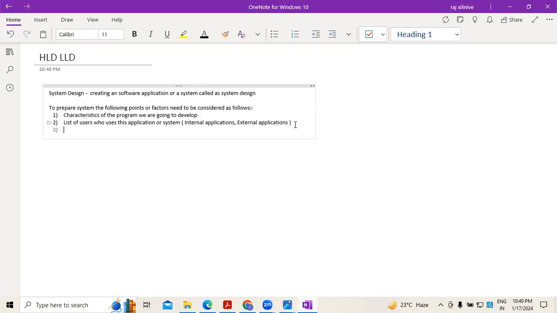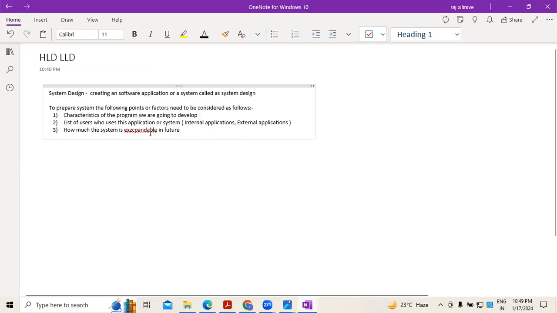Future needs means how much the system is expandable in future. Understanding the future requirements of the customer is also essentially important, right? So let's say we are developing a point of sale system. Assume that we are developing an on-premise application as of now for the benefit of the customer. What do we need to understand?